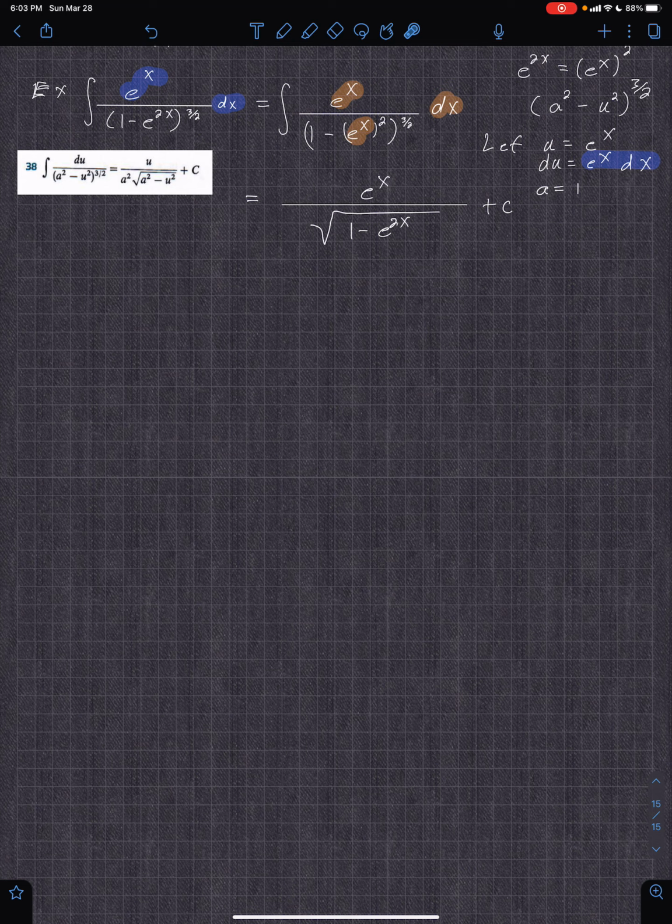Okay, let's do one more. I mean, you do want these, you just gotta practice these things. And then force it to look like that if you can. The formula that looks interesting, or close, I mean. 3x minus 5, quantity squared, dx.